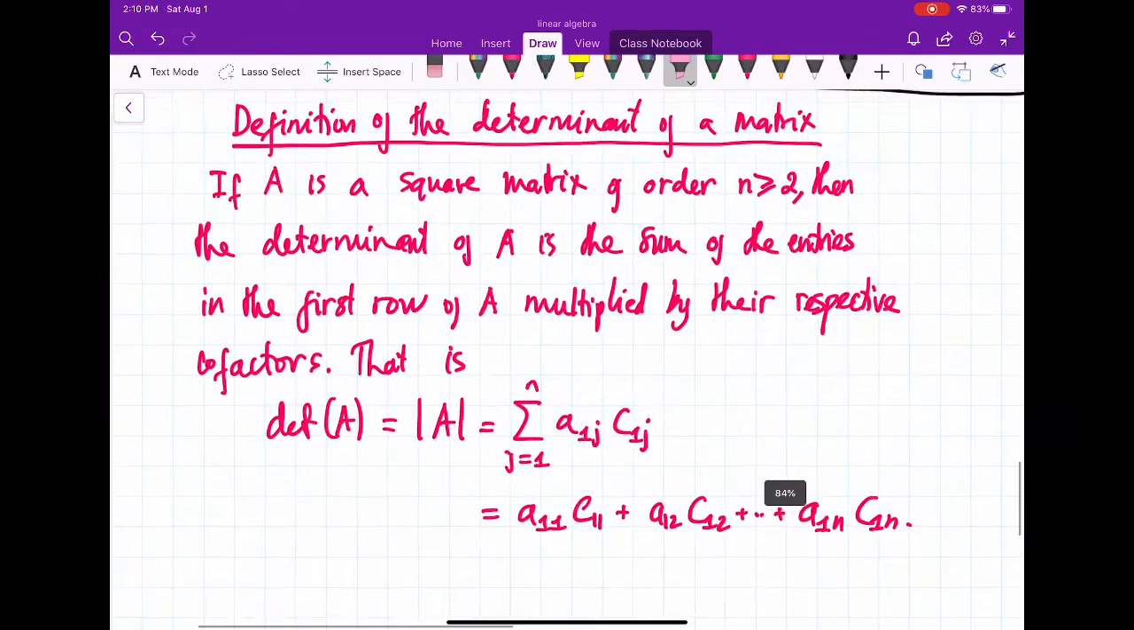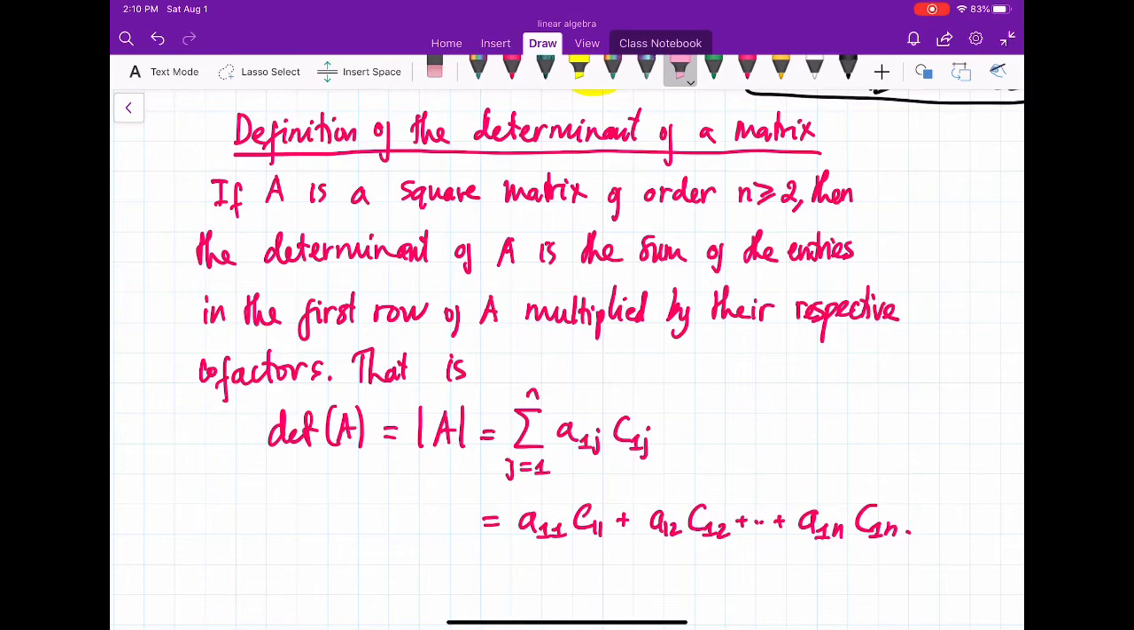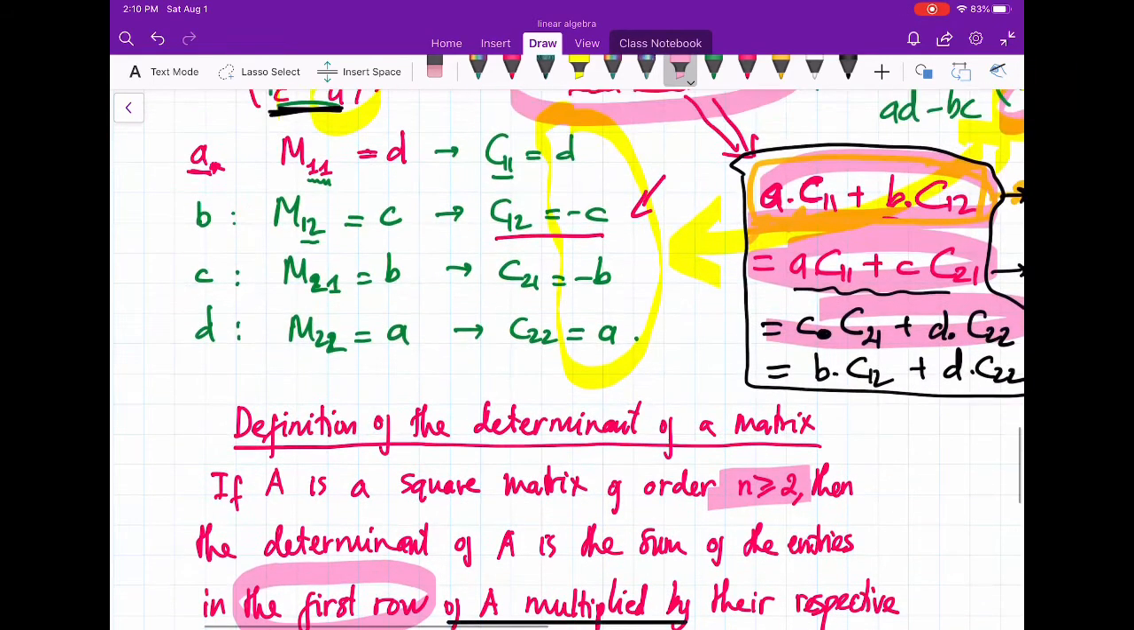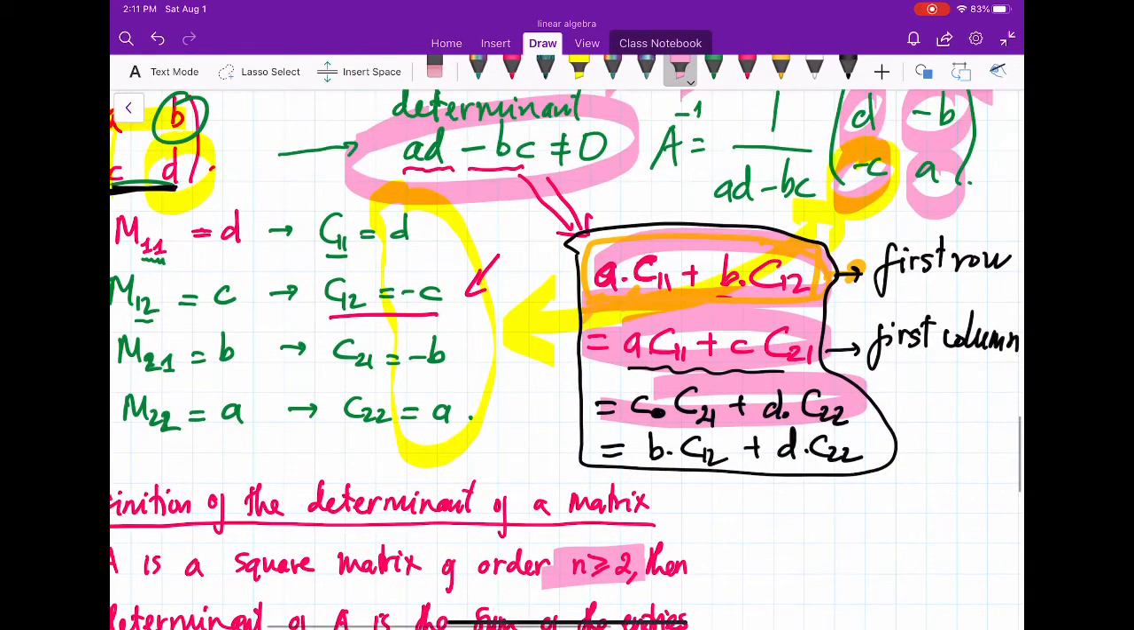All right, let's move to the general definition of the determinant of a square matrix. Based on that observation, if A is a square matrix of order n greater than or equal to 2, then the determinant of A is the sum of the entries in the first row multiplied by their corresponding cofactors. That's what we discussed here. In this case, they choose the first row, but if you want, you can choose the second row or the first column or the second column.